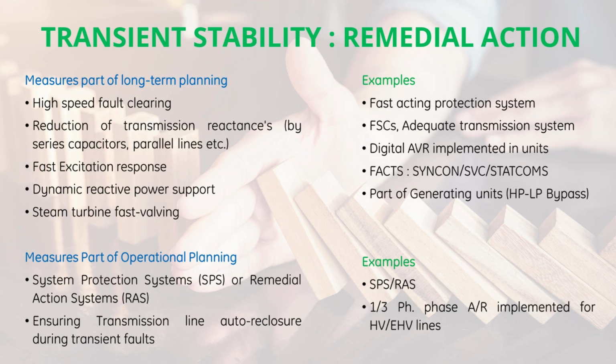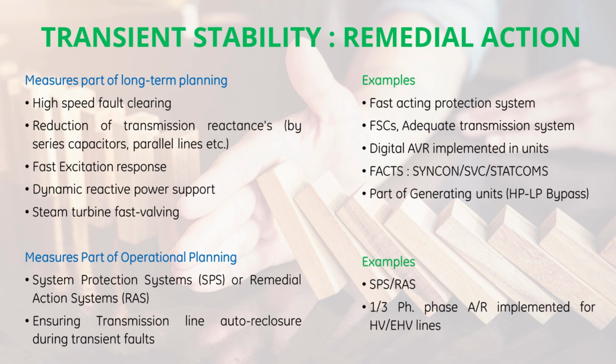And operational planning. What can be done in real time or near real time? This involves things like system protection systems, SPS, or remedial action schemes, RAS. These are automated schemes. If they detect a specific critical event like a major line trip, they automatically take pre-planned actions, like tripping specific generators or loads elsewhere, to quickly rebalance the system and prevent instability faster than human operators could react. Wow, automated emergency actions.